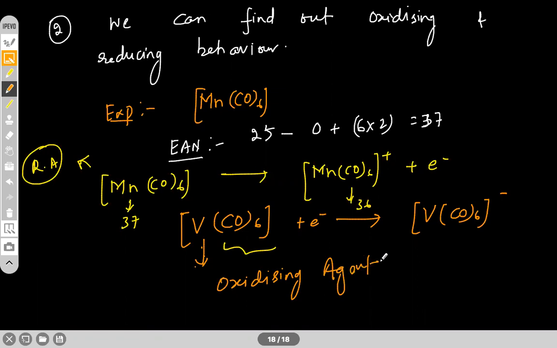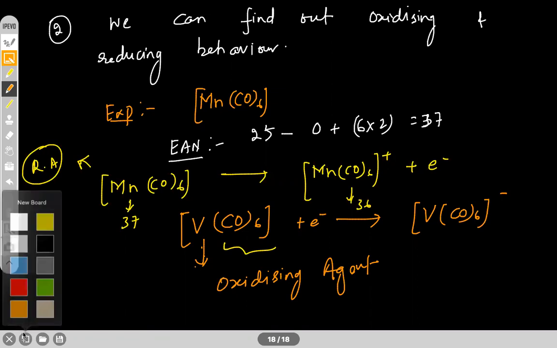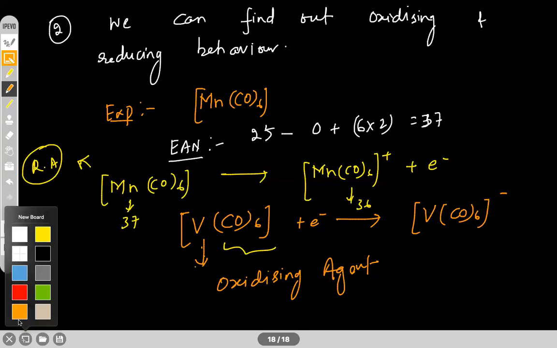So we can find out the oxidizing and reducing property and the coordination number of the ligand. Apart from this, we have a few more types of ligand. We have seen ligands based on their denticity, that is monodentate, bidentate, tri, tetra, penta, hexa. We have seen that. A few more we have.